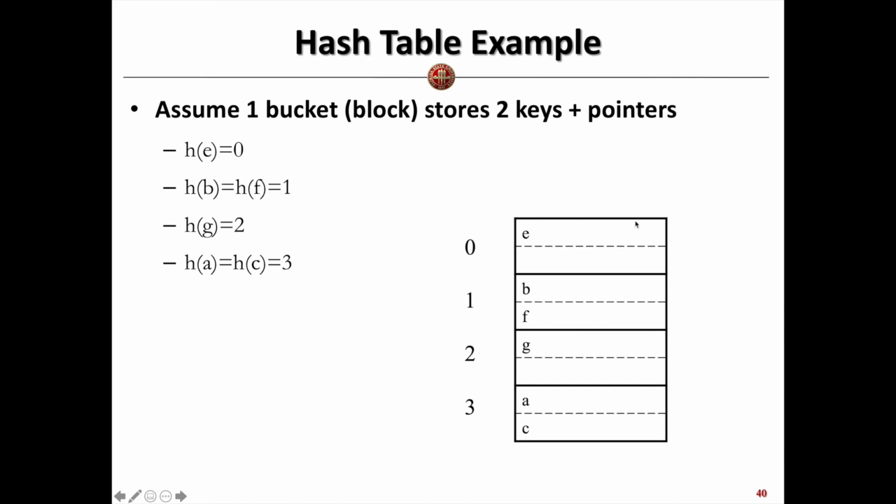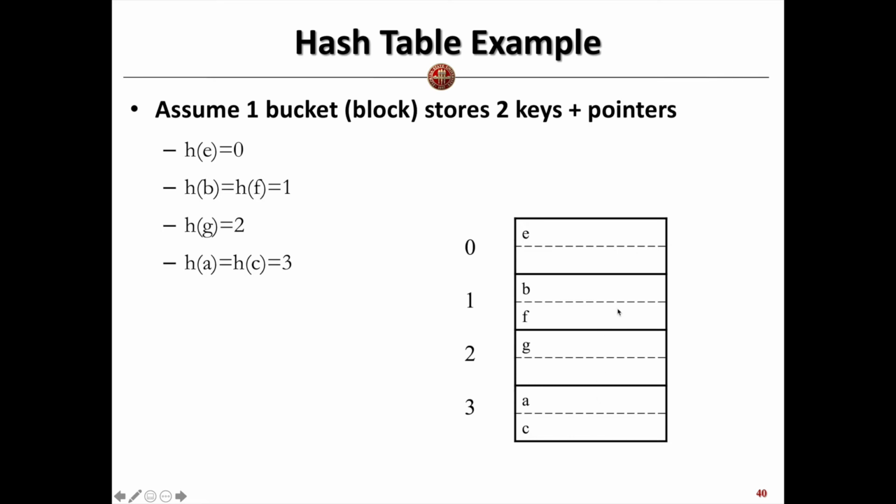So this is one bucket. In this bucket, we have 2 storage spaces. The first part can store 1 key as well as 1 pointer. The second one can also store 1 key and 1 pointer, even though right now it is blank. And this one is also one bucket with 2 storage spaces, 1 key, 1 pointer, 1 key, 1 pointer, similar for the others. This is the bucket structure for this example.